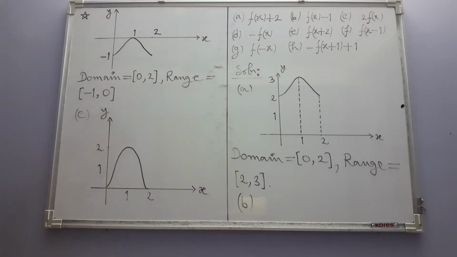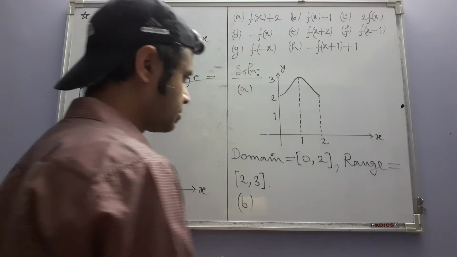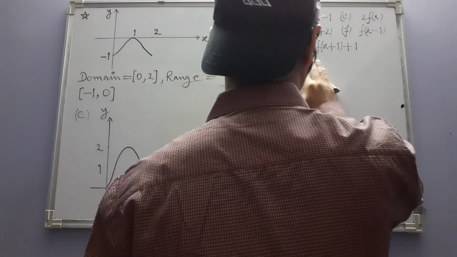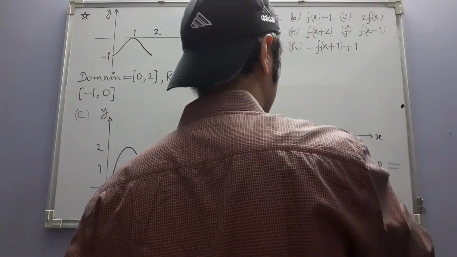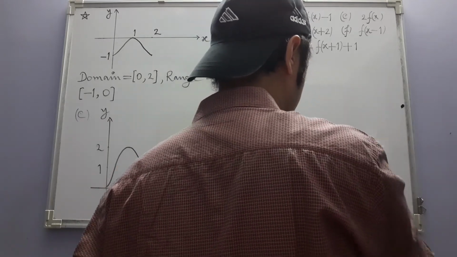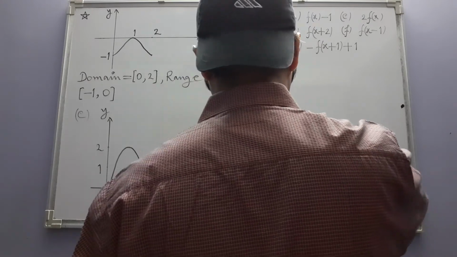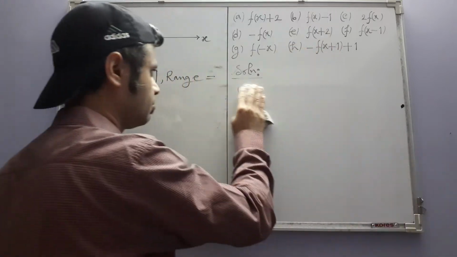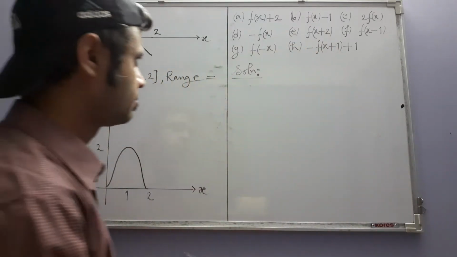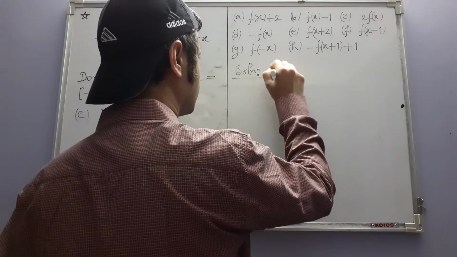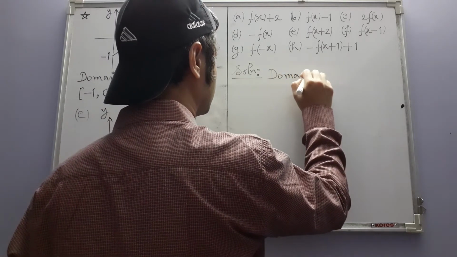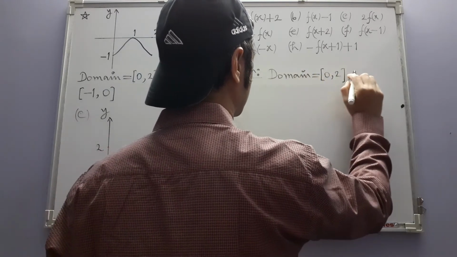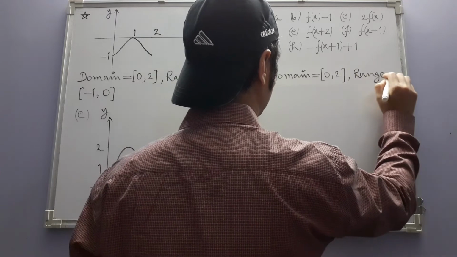So here the domain is still the same, but the range has now been stretched along the y-axis by a factor 2. So the new range is the closed interval 0, 2. So now the domain and the range are the same set.